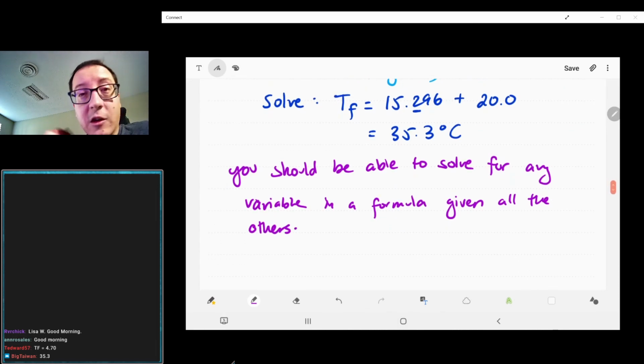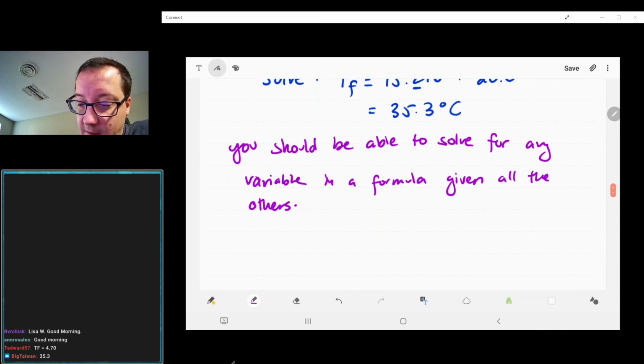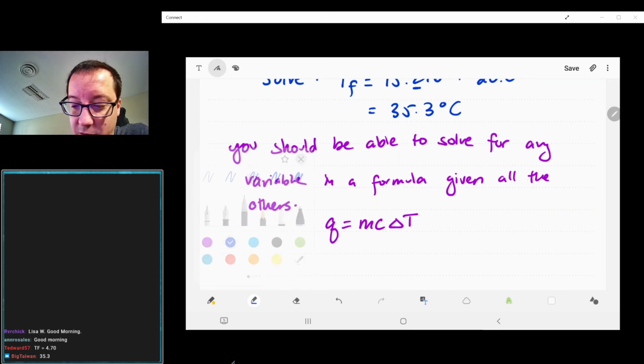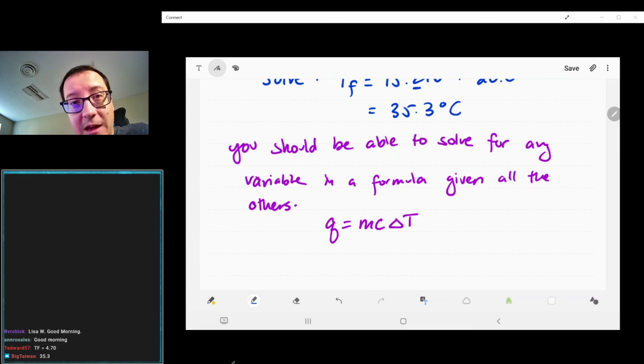So that's something you're going to want to be comfortable with. Notice in this case we have MC delta T. I could ask you to solve for any one of these. You should be able to be given the other three and figure out what the fourth one is. So that's what I'm saying here.